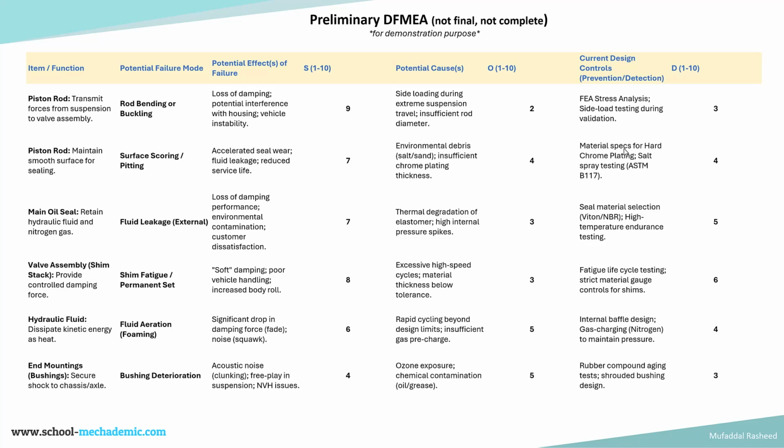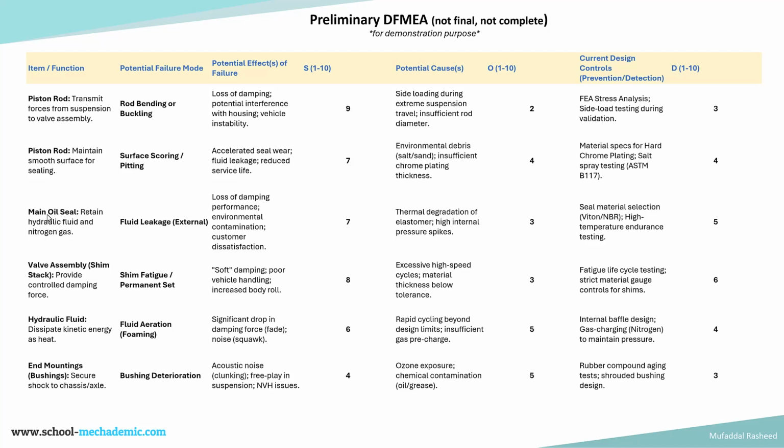And what about the design detection controls? That is nothing but you are actually testing the shock absorber in the rig, on the suspension rig, and seeing if it is causing surface scoring or pitting because of debris. So that is what you are checking on the suspension test rig. That is detection control, actual physical testing. So basically you can see that the same is being repeated across different items and different functions.